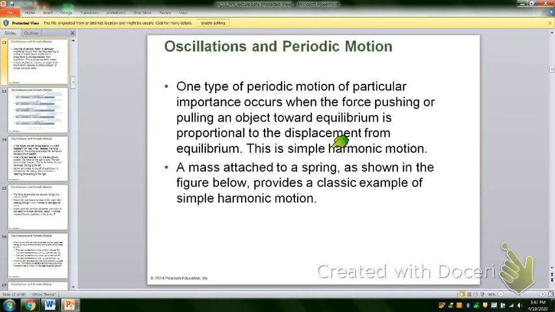All right, this slide deals with simple harmonic motion, and it describes simple harmonic motion as periodic motion of particular importance that occurs when the force pushing or pulling on an object towards equilibrium is proportional to the displacement. So that's kind of wordy, but basically it's just talking about oscillating motion where the force that's being applied is proportional to the displacement. So a spring is a great example of that.